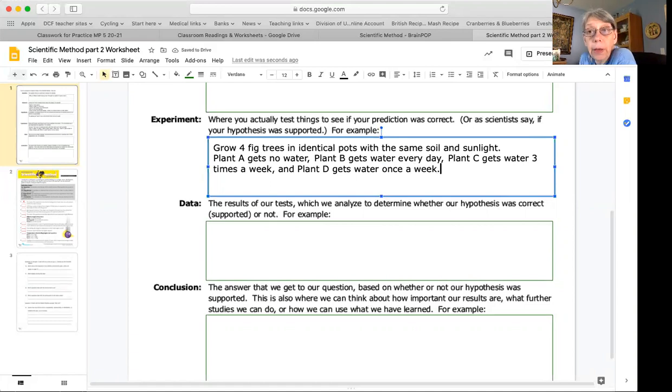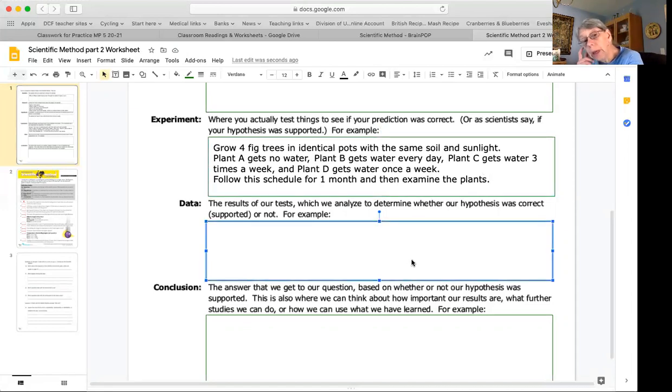All right, now this hypothesis is kind of based on an assumption already, okay? What are we thinking? Based on these different watering schedules, what do we think we're going to find in our experiment? All right. So they're going to do this for a month, and we're going to examine the plants and see how they look.